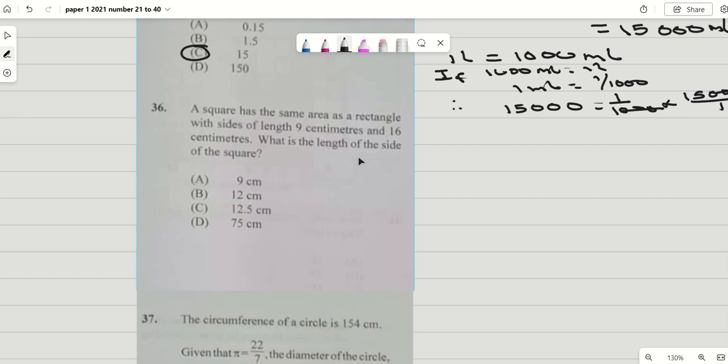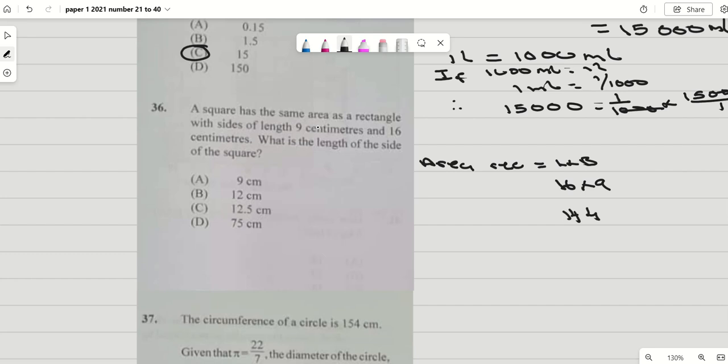A square has the same area as a rectangle with sides of length 9 centimeters and 16 centimeters. What is the length of the side of the square? They said that your areas are the same. So first off, let's find the area of your rectangle. The area of a rectangle would be length times breadth, which is 16 times 9. 9 sixes are 54. 1 9 is 9 plus 5 is 14, so 144.